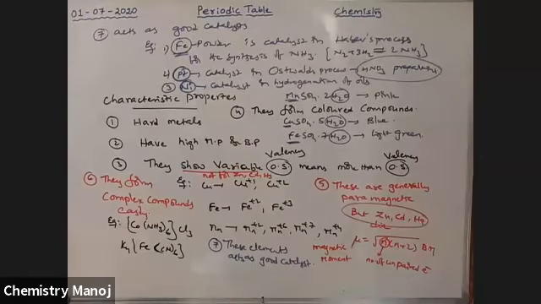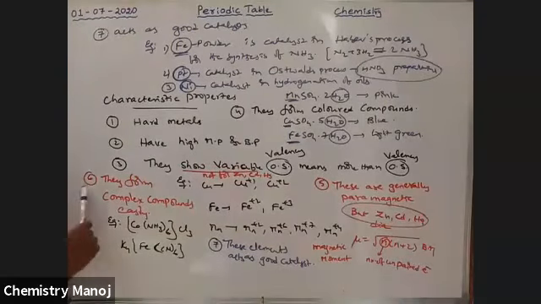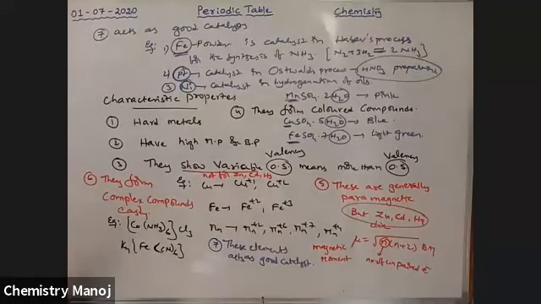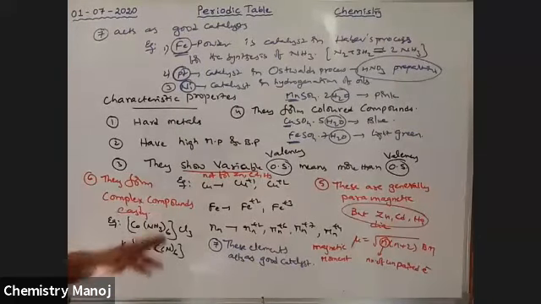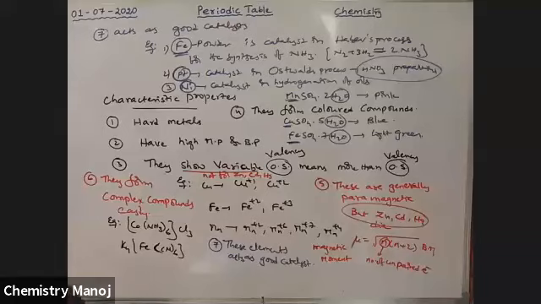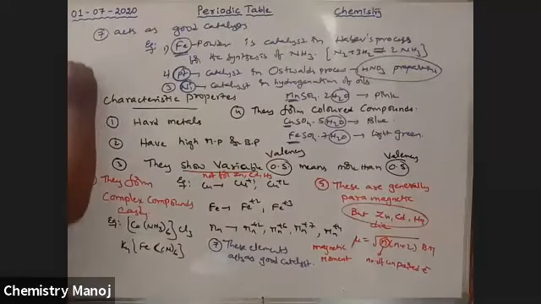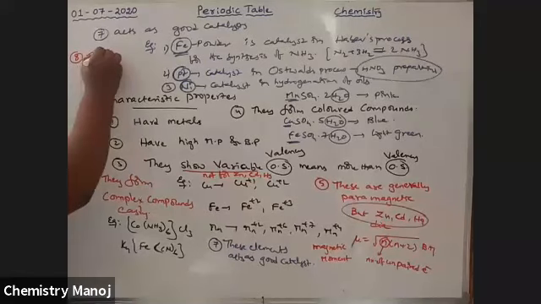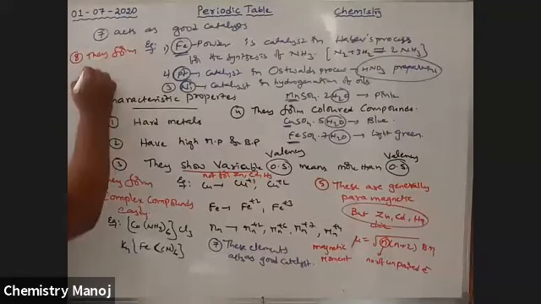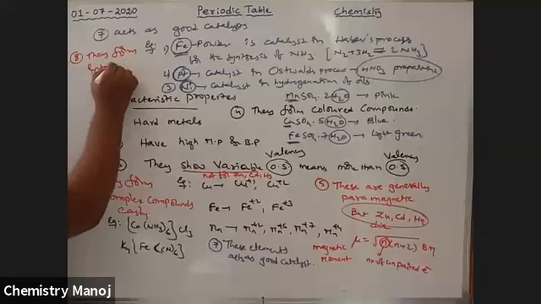Okay. Next one, sixth pointer. They form complexes easily. Complex compounds means water insoluble salts. They form complex compounds easily. And the last point, that is, they form interstitial compounds.